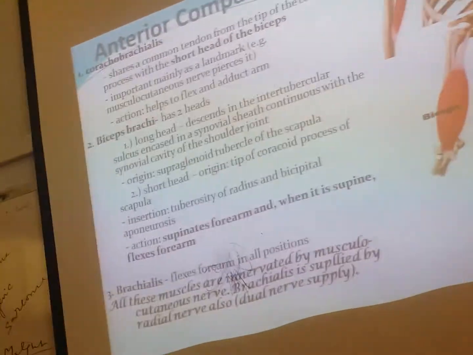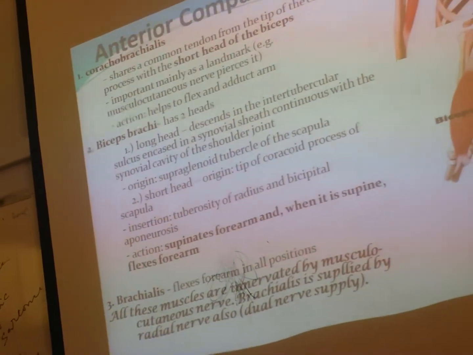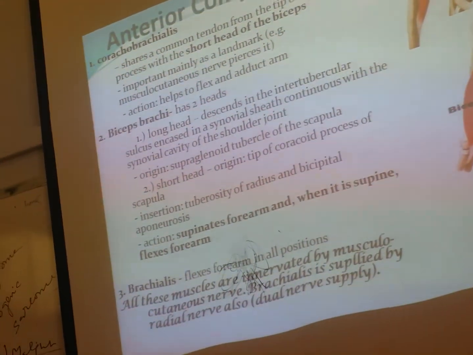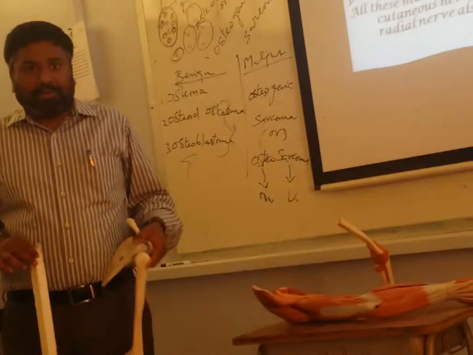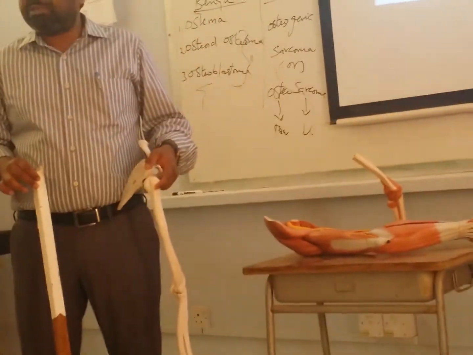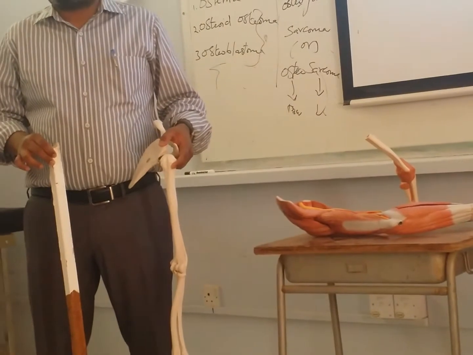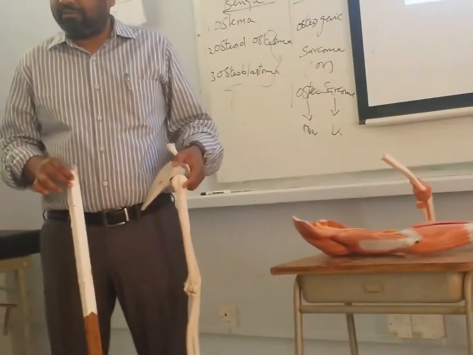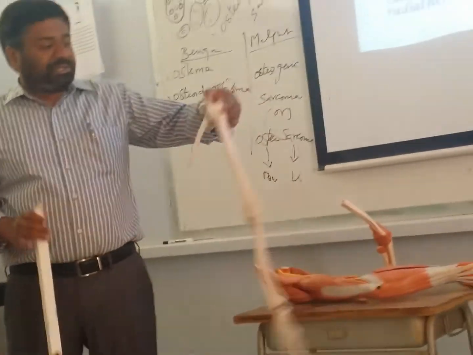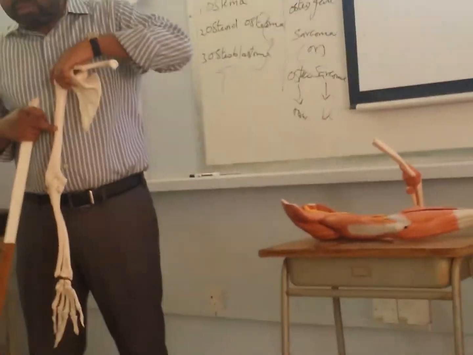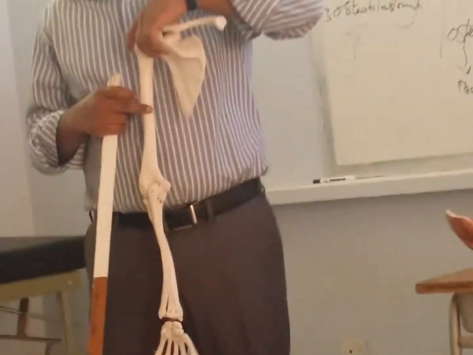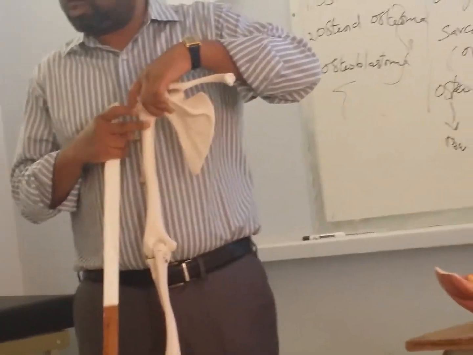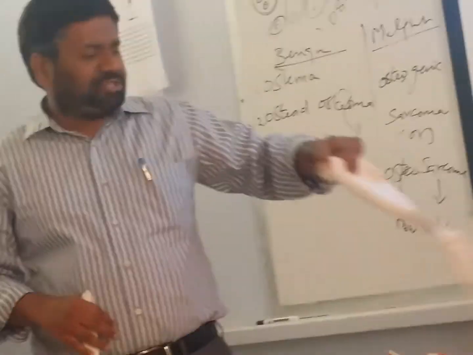What is the origin of the coracobrachialis? Very good. So it's the coracoid process. This is the coracoid process here. The tip of the coracoid process gives attachment to coracobrachialis with the short head of biceps. And the insertion is to the medial surface of the middle of the humerus. So that is the attachment of the coracobrachialis. It's a very small muscle.